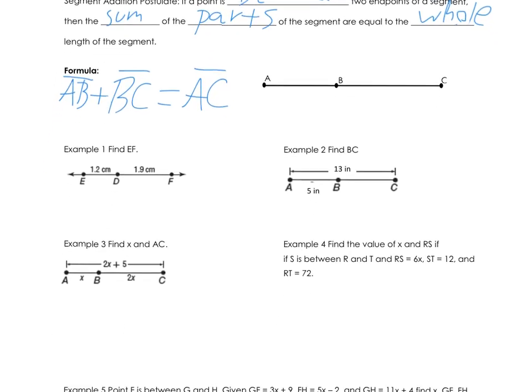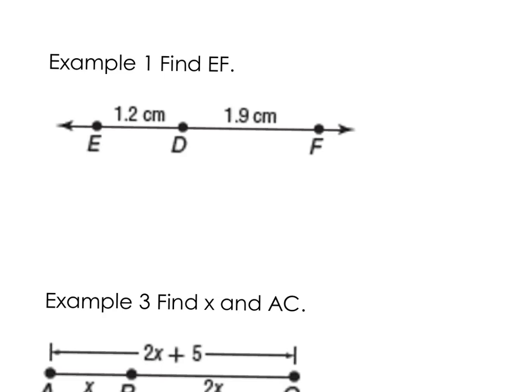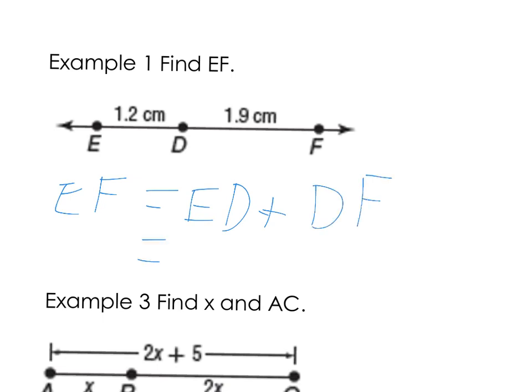So, example 1. We want to find the value of EF. Find the value of E all the way to F. Well, EF is made up of ED plus DF. If we substitute what we know, that's 1.2 centimeters plus 1.9 centimeters is equal to our value, making the total length of EF equal to 3.1 centimeters.